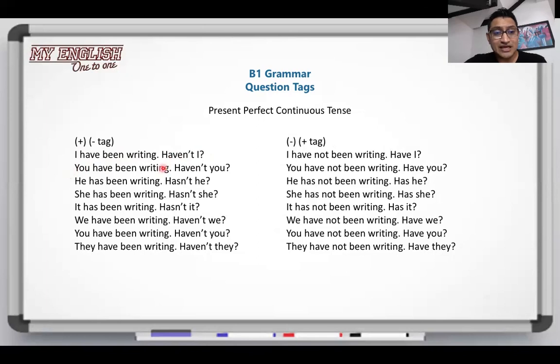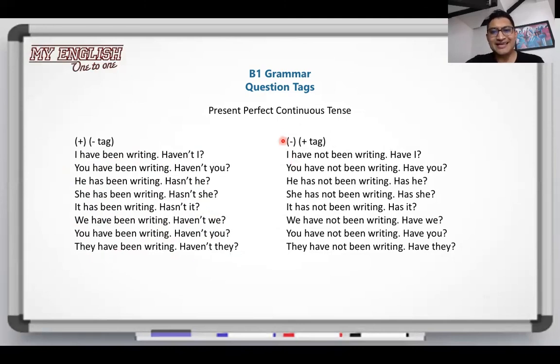You have been writing, haven't you? He has been writing, hasn't he? She has been writing, hasn't she? It has been writing, hasn't it? We have been writing, haven't we? You have been writing, haven't you? They have been writing, haven't they?